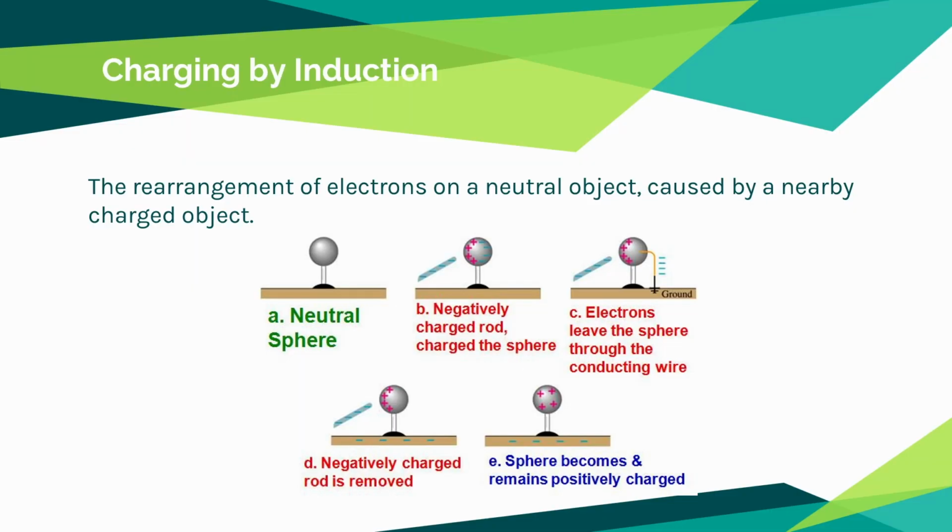Charging by induction. Charging by induction is different because it does not require direct contact. Instead, a nearby charged object causes electrons in a neutral object to rearrange. So the charge distribution changes because of the electric field of something close by. You can see in our picture here, going from A to E, we are charging something that is connected through a ground circuit, but not directly touching the thing charging it. And then we can make or induce a charge without having direct contact.